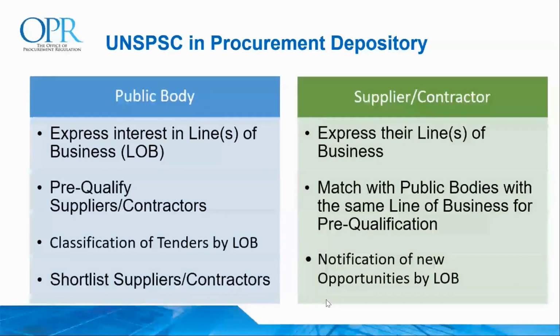And for suppliers, they can be notified of any new opportunities by line of business. So the relationship is that once a public body categorizes the line of business by tender, suppliers will then be notified by that line of business once it's been published. So the added benefit is that suppliers will be notified of opportunities as they occur, in addition to looking at the press and at the public body's websites.